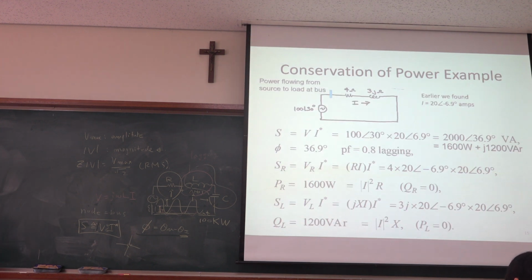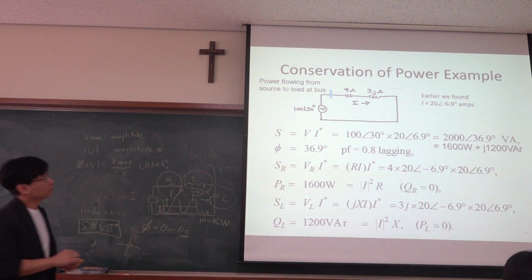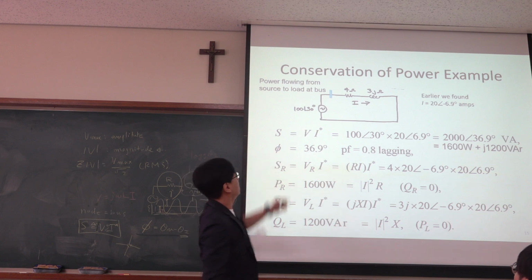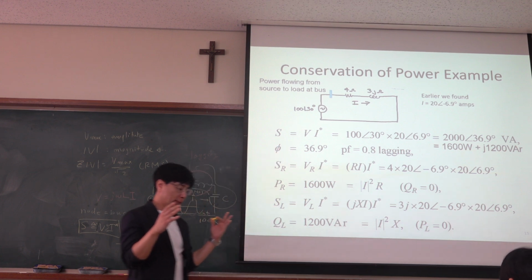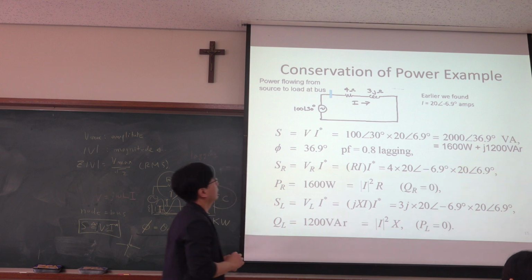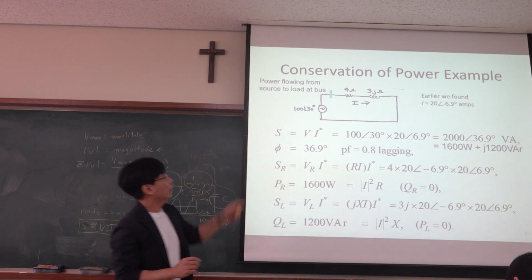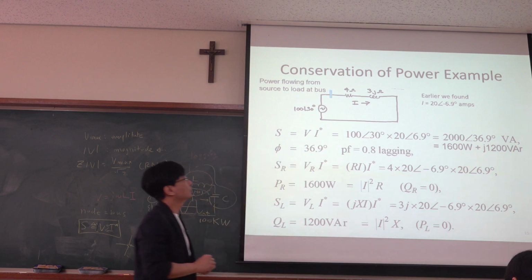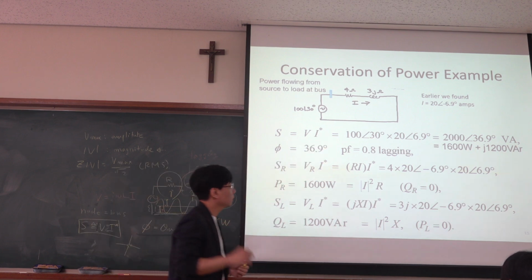Let's look at an example. Here, power flows from the source to the load at a bus. The source is 100 volts AC. The voltage angle is 30 degrees, and we have a load of 4 ohms plus j3 ohms, the reactance component.